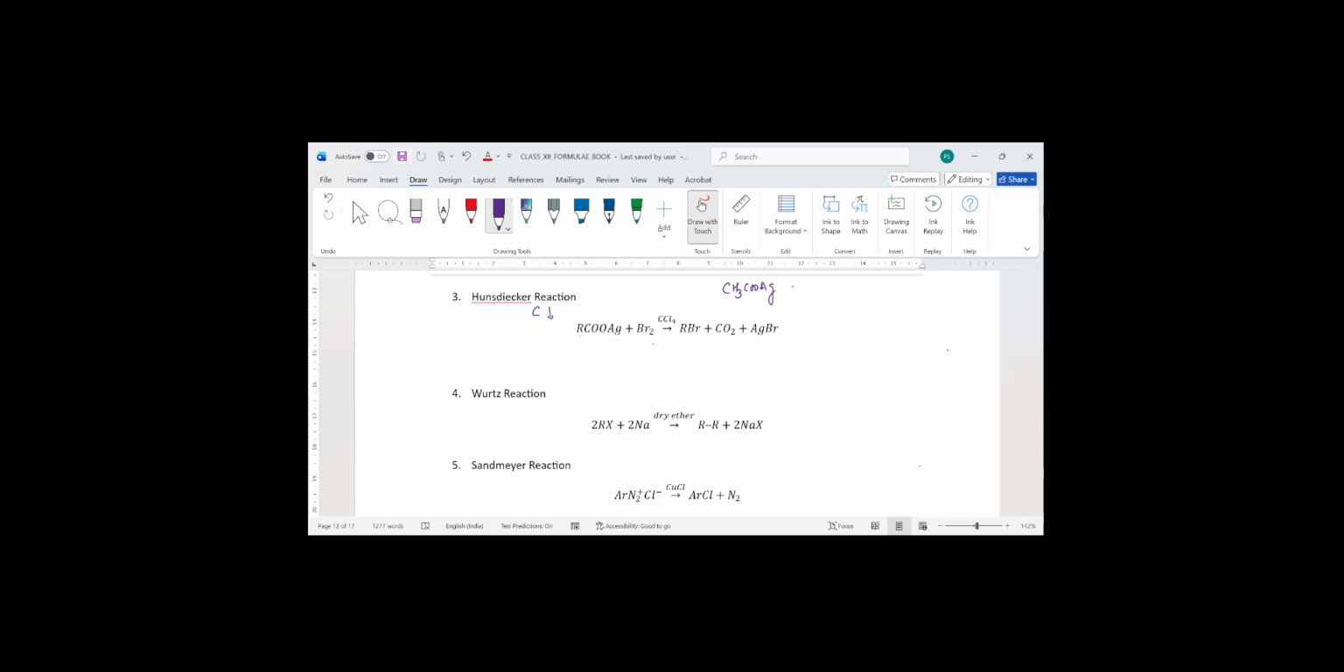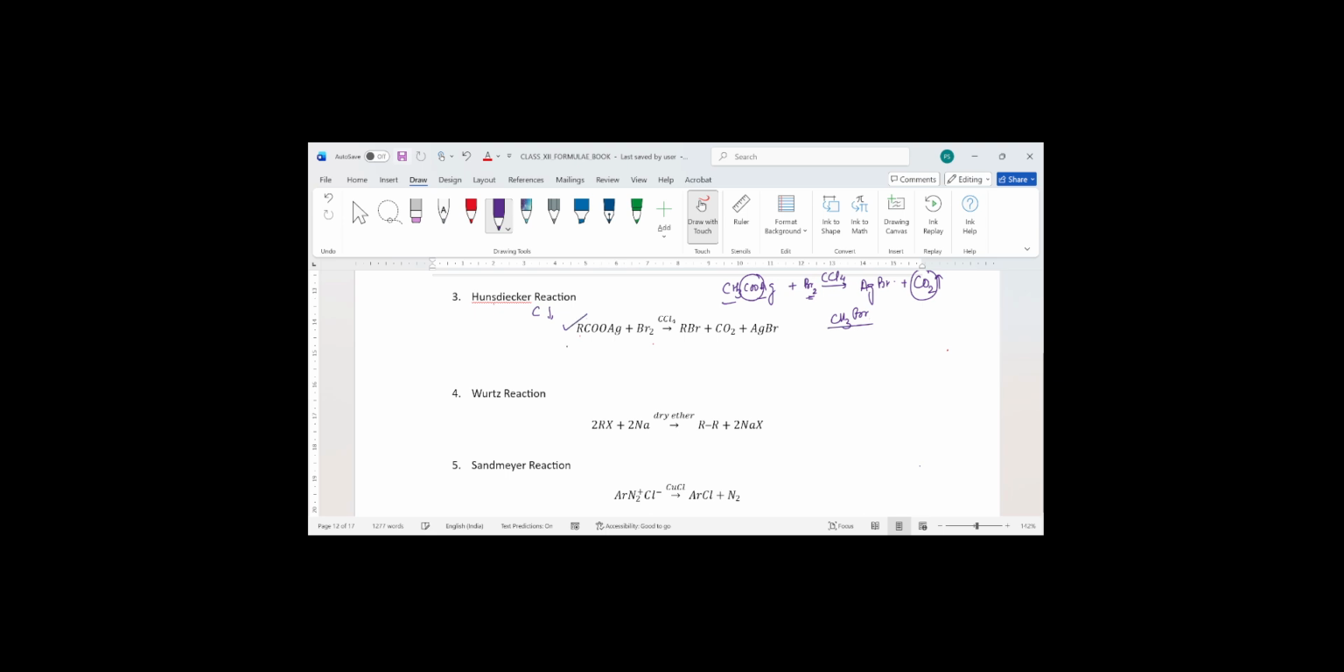And when this combines with bromine, right? Now for bromine you need to have medium. The medium is carbon tetrachloride. So what will happen? One of the bromide combines with silver to form silver bromide, right? This carboxylic acid gets removed in form of carbon dioxide and you get CH3 and Br from here, CH3Br.